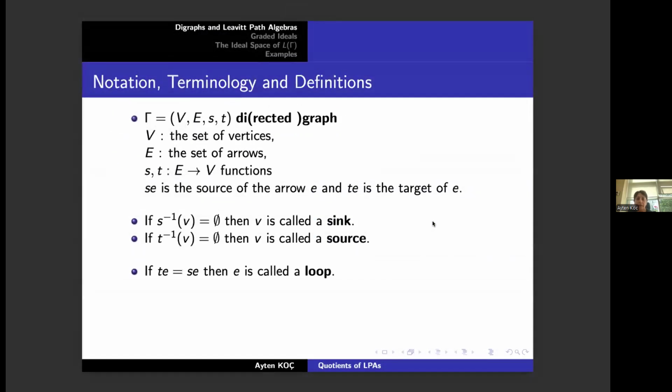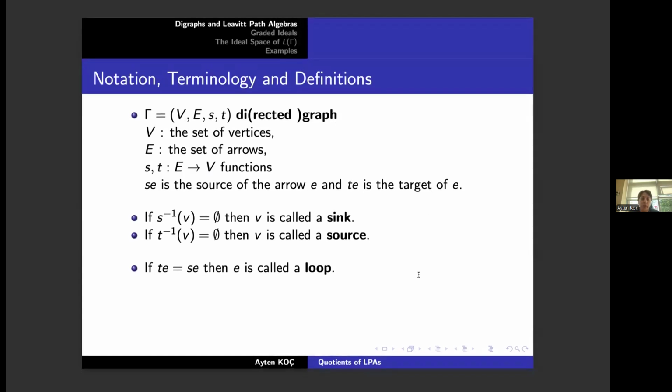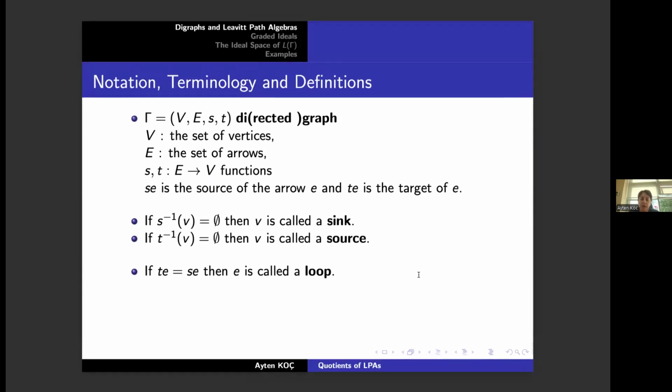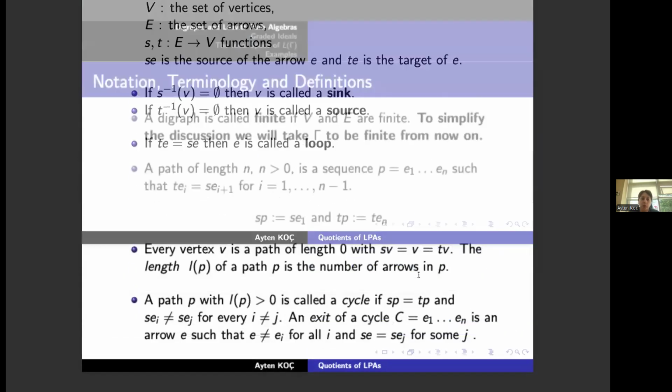Gamma here is a directed graph, also called a digraph. V is the set of vertices, E is the set of arrows, S and T are the source and target functions from arrows to vertices. If V is not the source of any arrow, then we say that V is a sink. If the vertex V is not the target of an arrow, then V is called a source. If the target of an arrow E is also the source of the same arrow, then E is called a loop.